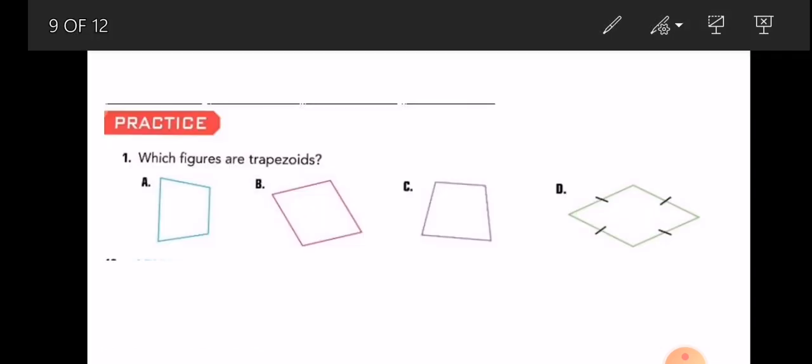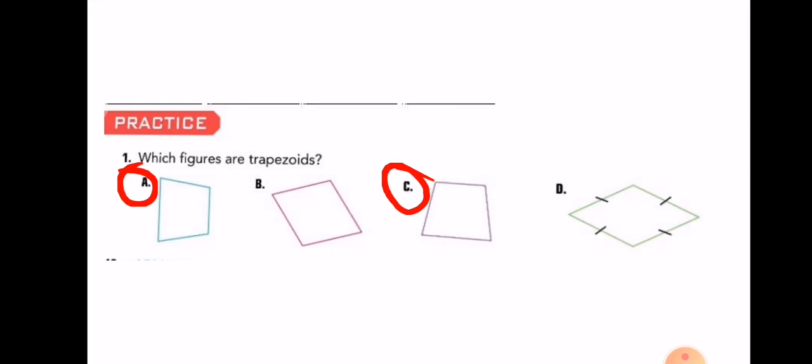Let's see how we can solve the questions. Question number 1 from your book, the practice part. Which figures are trapezoids? We said the trapezoid has just one pair of parallel lines. Like what? Here, this one. These two lines are parallel, but these two lines, if you extend them, they will meet, they are not parallel. So this one is a trapezoid. What else? Number B, is it a trapezoid? No. C, yes, C is a trapezoid. D, is it a trapezoid? No.